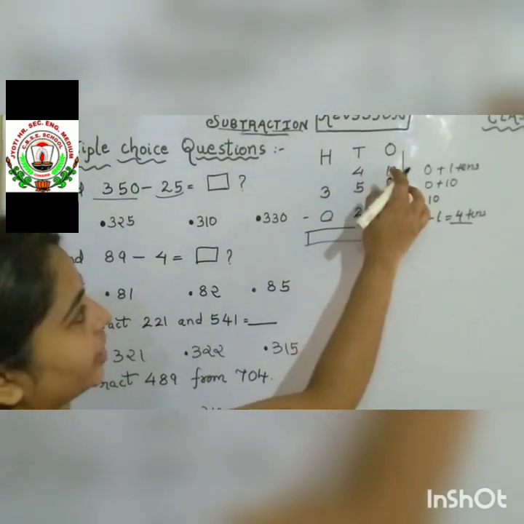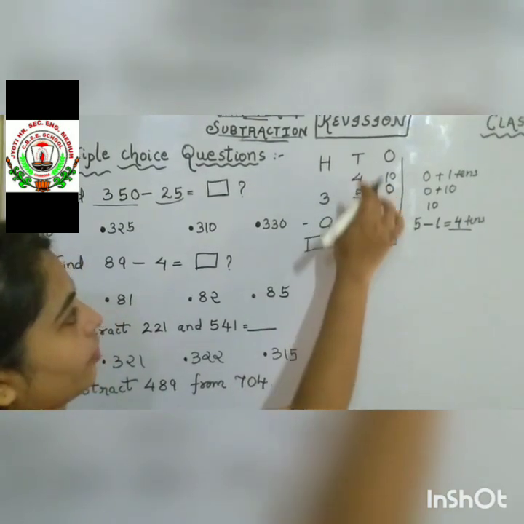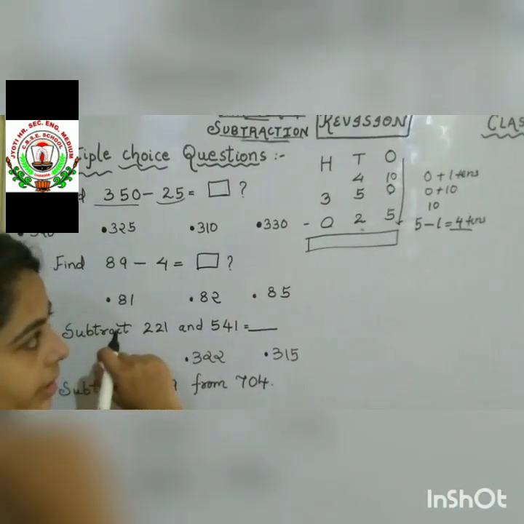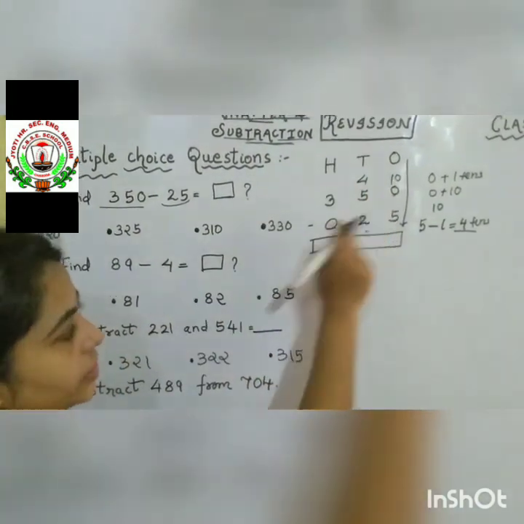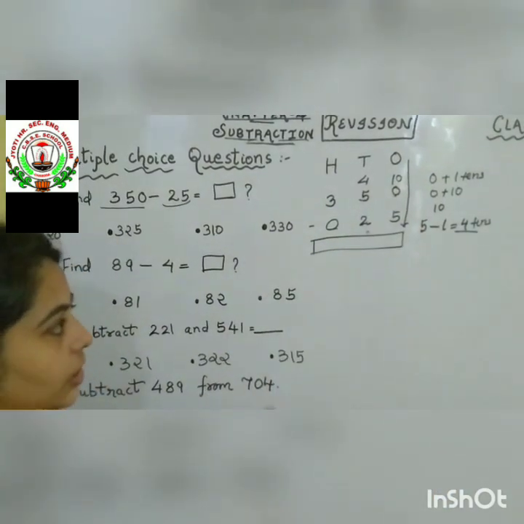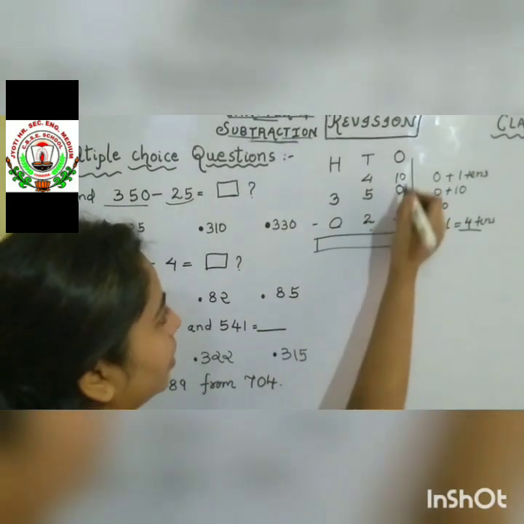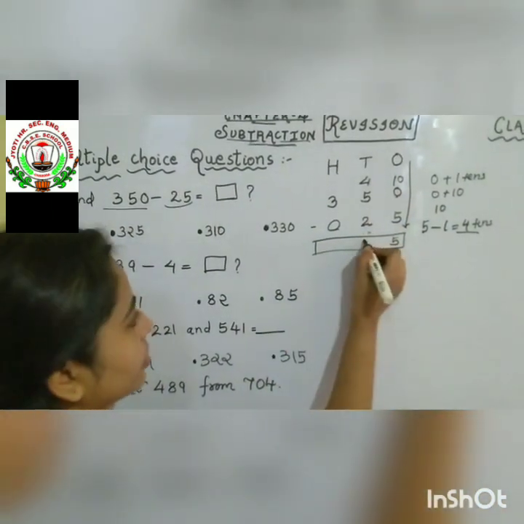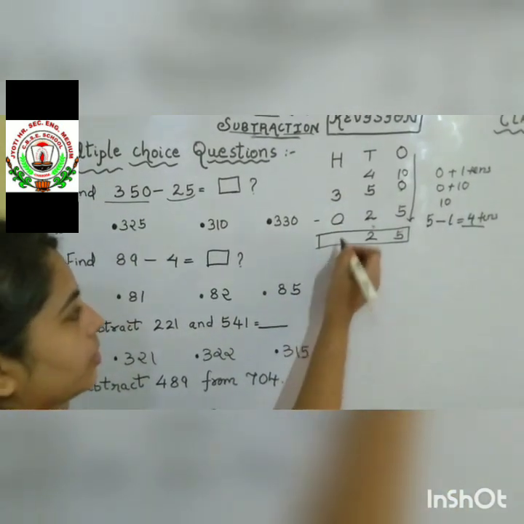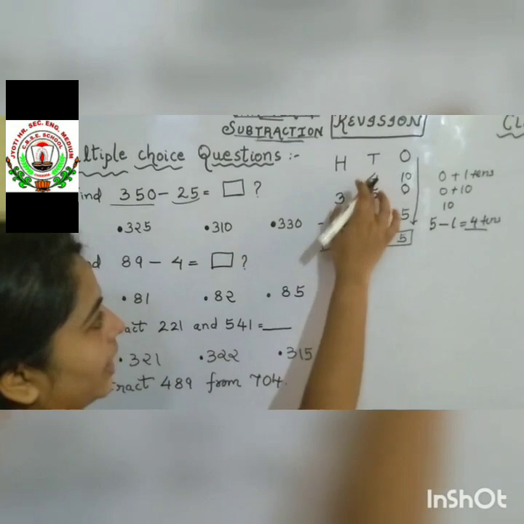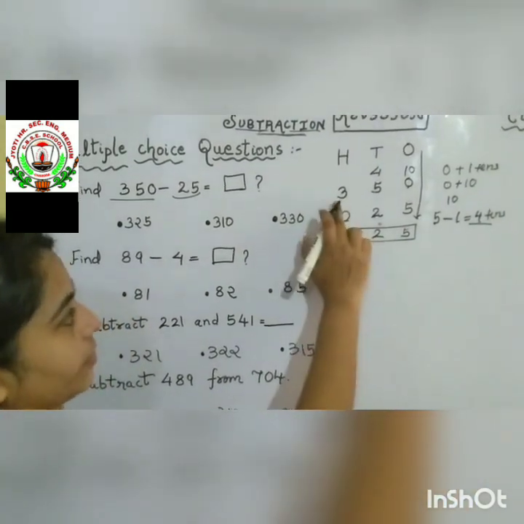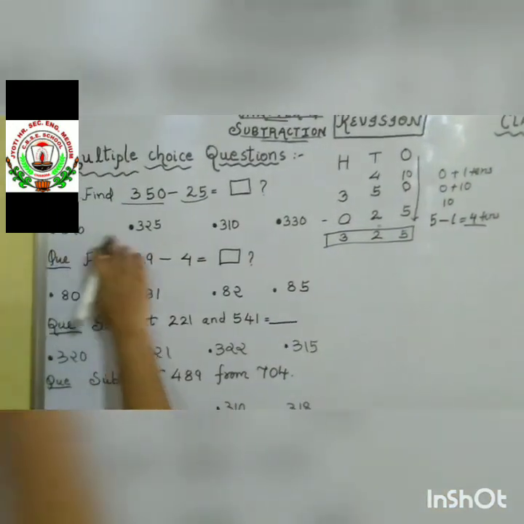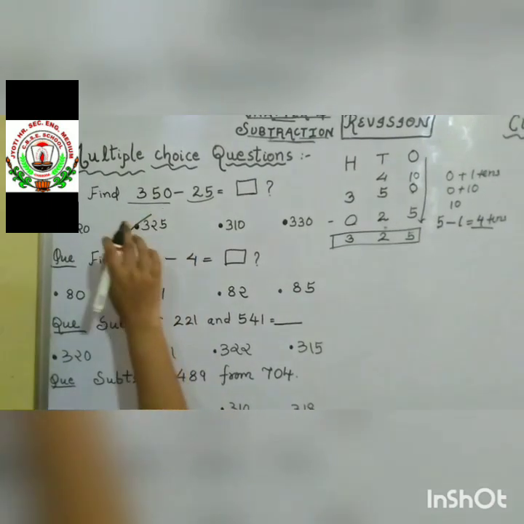Okay children, now we can subtract 10 minus 5 and 4 minus 2. Do not look at the previous numbers, 5 and 4. See the new numbers, 4 and 10. 3 minus 0 is possible, 4 minus 2 can be done, 10 minus 5 we can do. So 10 minus 5, 5. 4 minus 2, 2. 3 minus 0, 3. So our answer came as 325. If we subtract 350 and 25, the number comes as 325. Do we have it in the options? Yes, 325 is there.